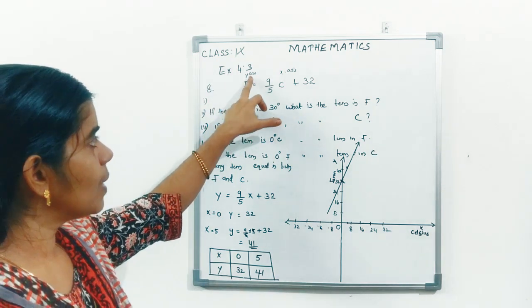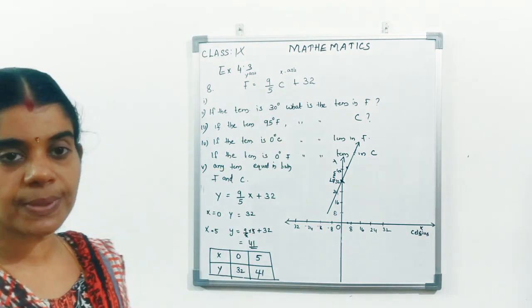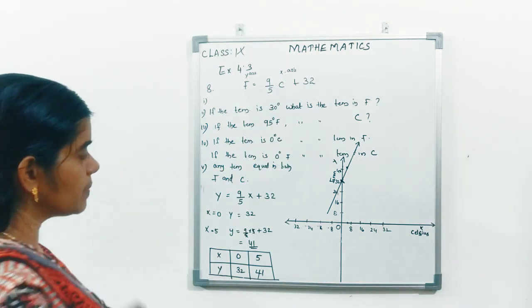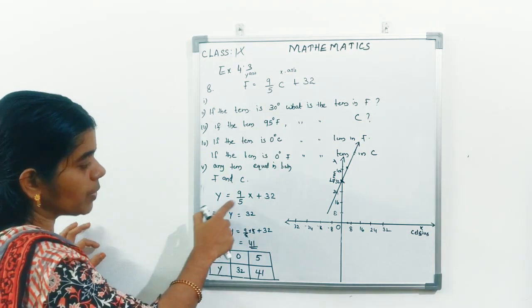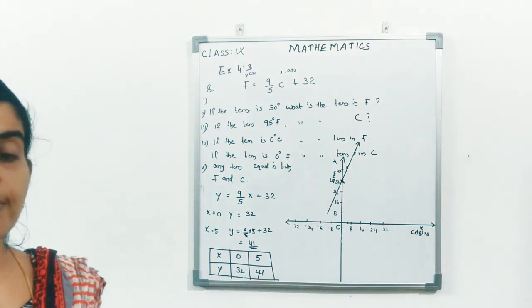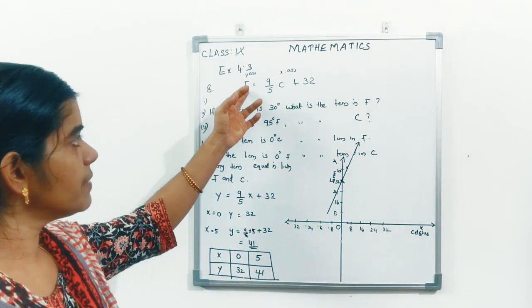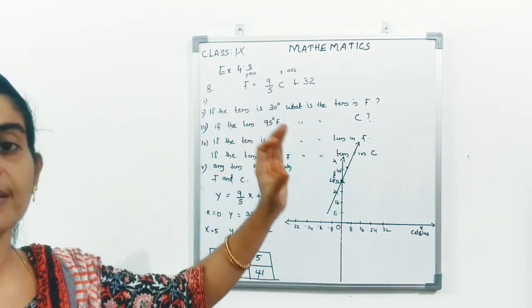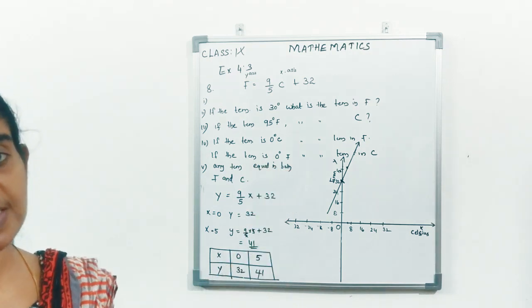F will be along the y-axis and C will be along the x-axis. You want to draw the graph. This is our equation. If you want, you can change it that way: y is equal to 9 by 5 x plus 32, because you are already familiar with the x and y variables. They already told us F will be on the y-axis. If you want, you can write the equation this way: y is equal to 9 by 5 x plus 32.